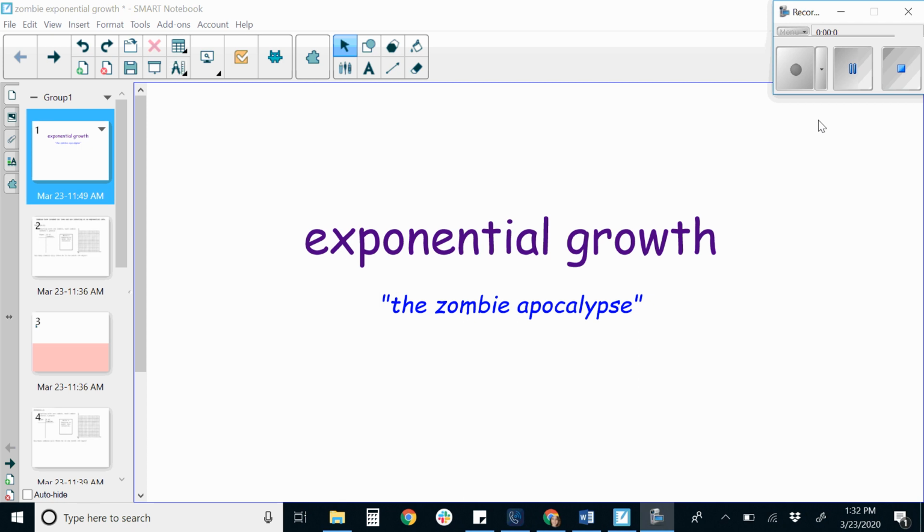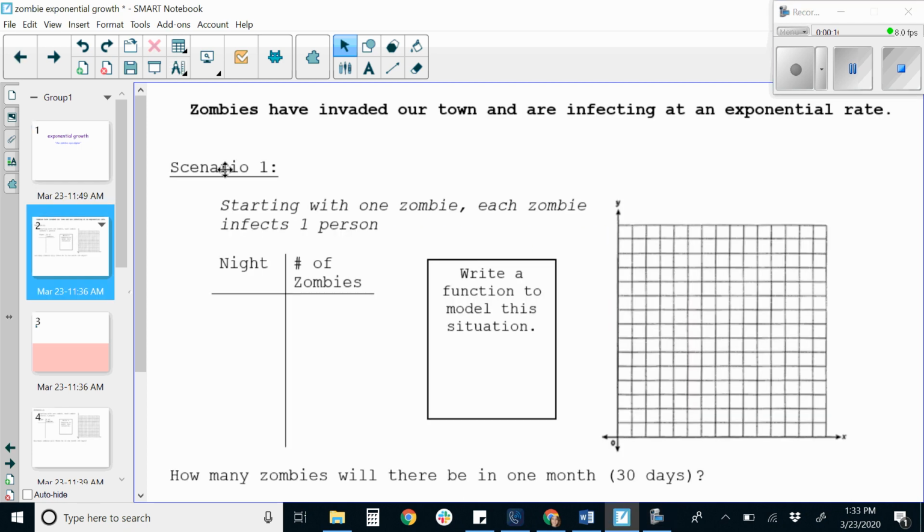All right, so we're going to be looking at exponential growth, but we're going to be looking at it in the zombie apocalypse. So here's our first scenario. Zombies have invaded our town and are infecting at an exponential rate. Scenario 1. We have one zombie, and each zombie infects one person.